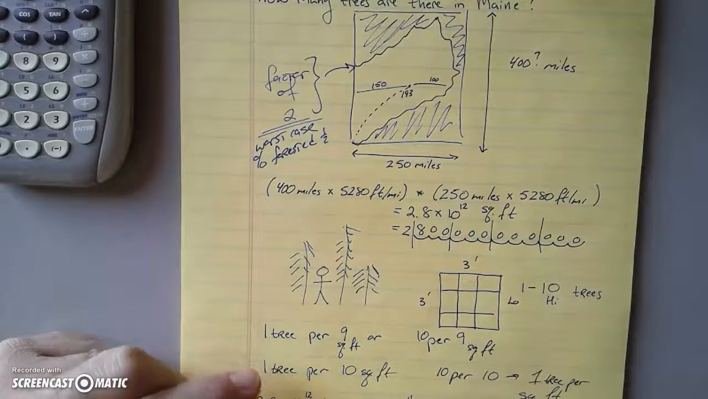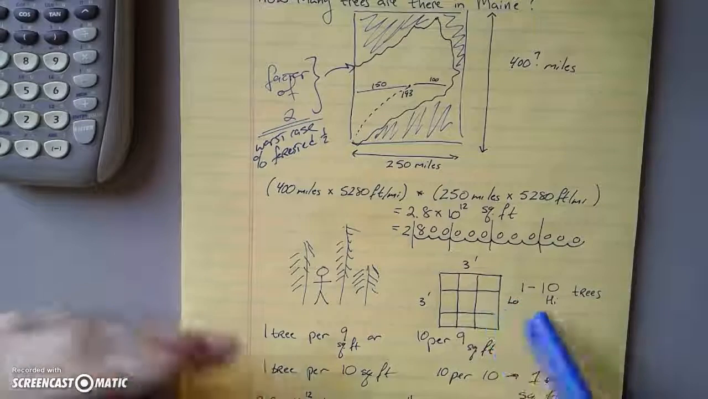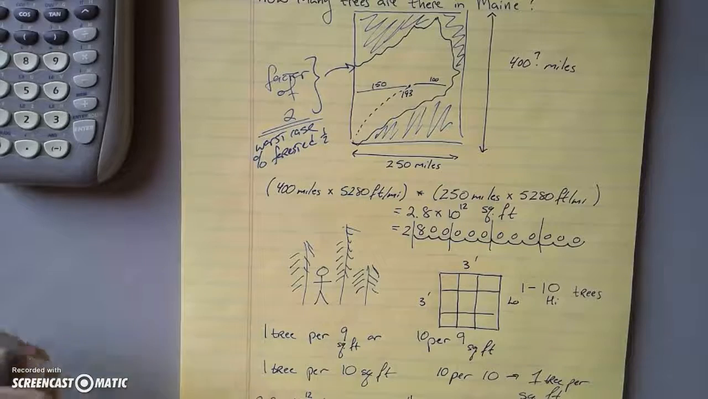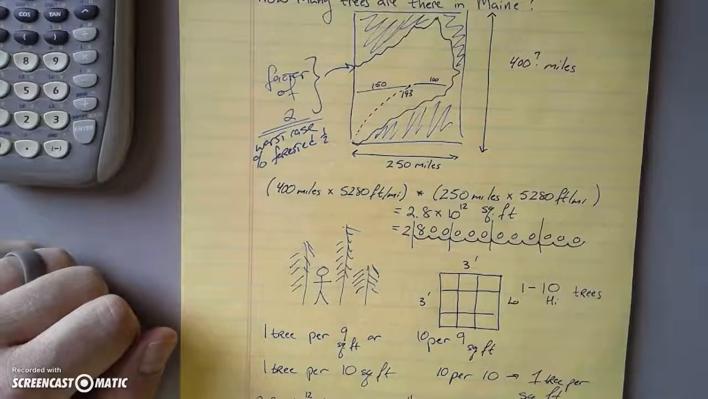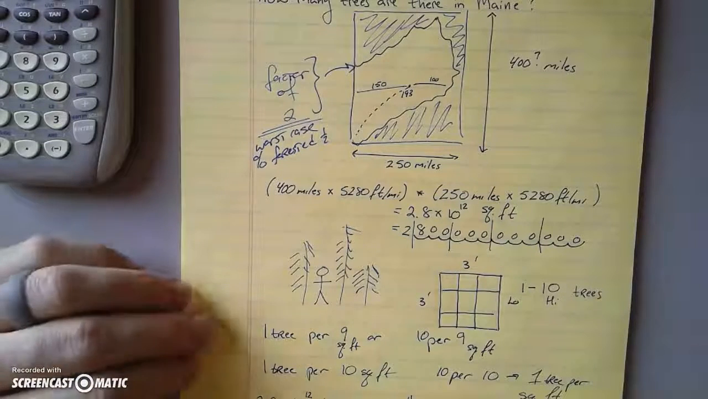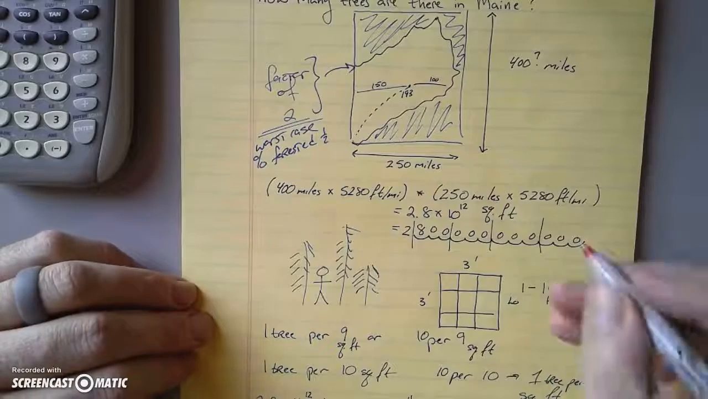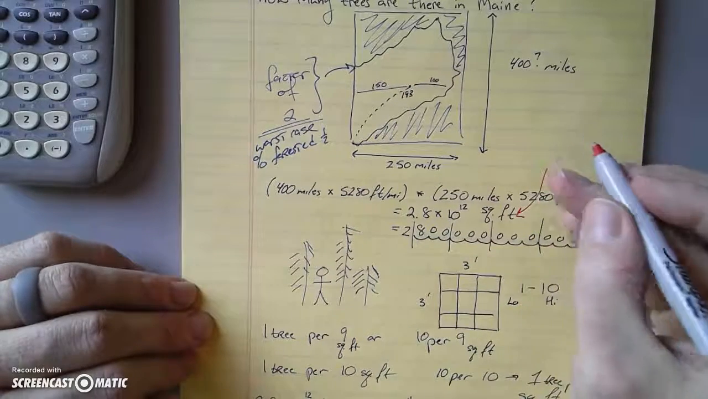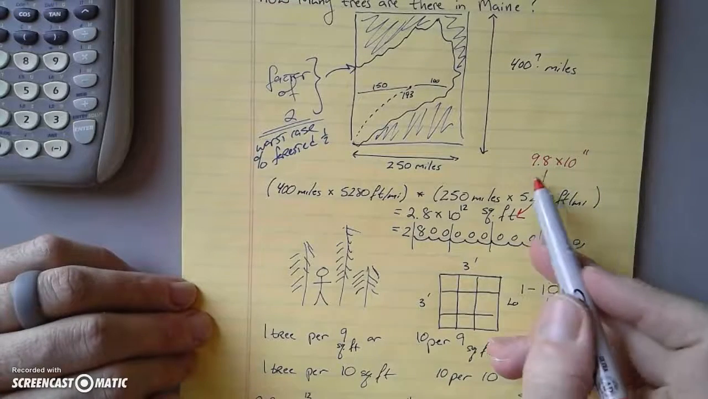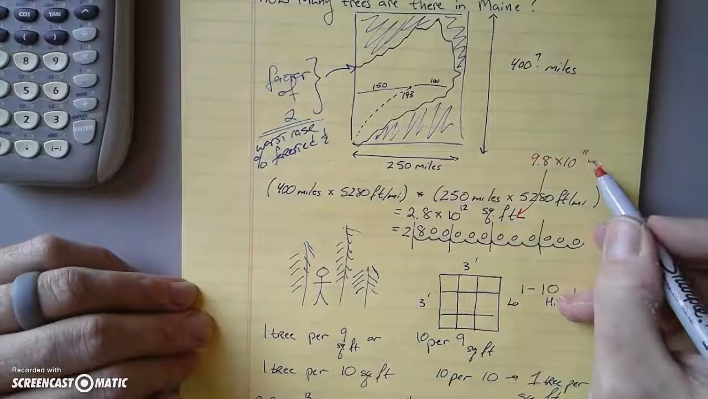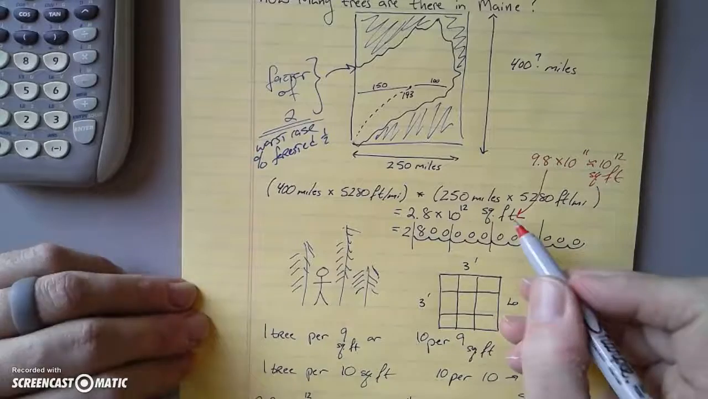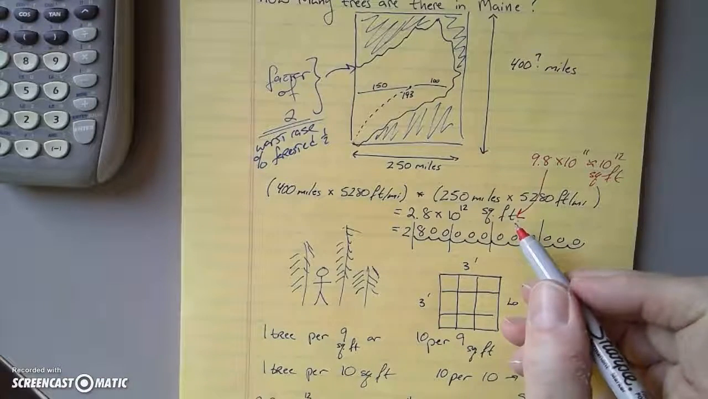My biggest uncertainty comes from the density of trees. How many trees per square whatever? This is what we don't really know. Now, what are the real answers? People like to know what are the real answers. Well, if you look up the number of square miles, and so you figure out the number of square feet in Maine, you'll actually find it's 9.8 times 10 to the 11. 9.8 is awfully close to 10. So this is about 10 to the 12 square feet. So this was pretty good. This isn't too far off.